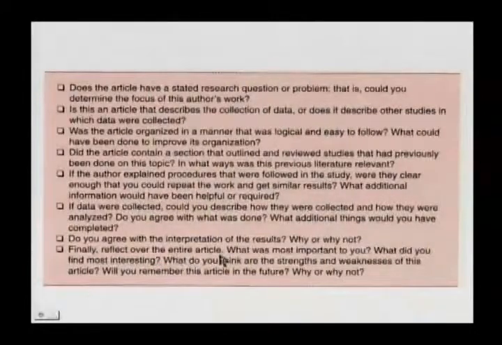Finally, reflect over the entire article. What was most important to you? What did you find most interesting? What do you think are the strengths and weaknesses of this article? Will you remember this article in the future? Why or why not?